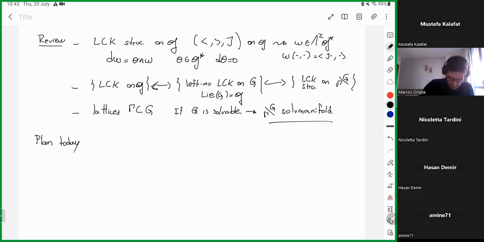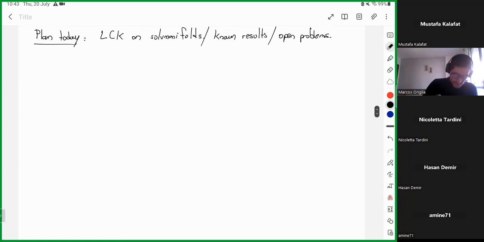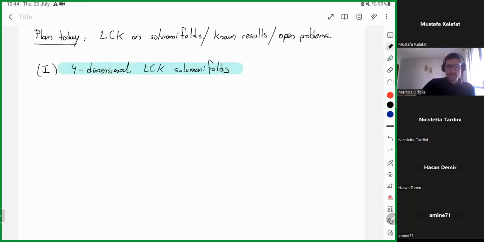So what's the plan for today? The plan for today is to focus more on this last part. We will discuss locally conformally Kähler structures on some manifolds. The idea is to talk about known results, properties, maybe some examples, and at the very end, some open problems in this topic. That's the plan for today. Let me start by recalling what's happening in dimension four. So the first part will be about four dimensional LCK solvmanifolds.